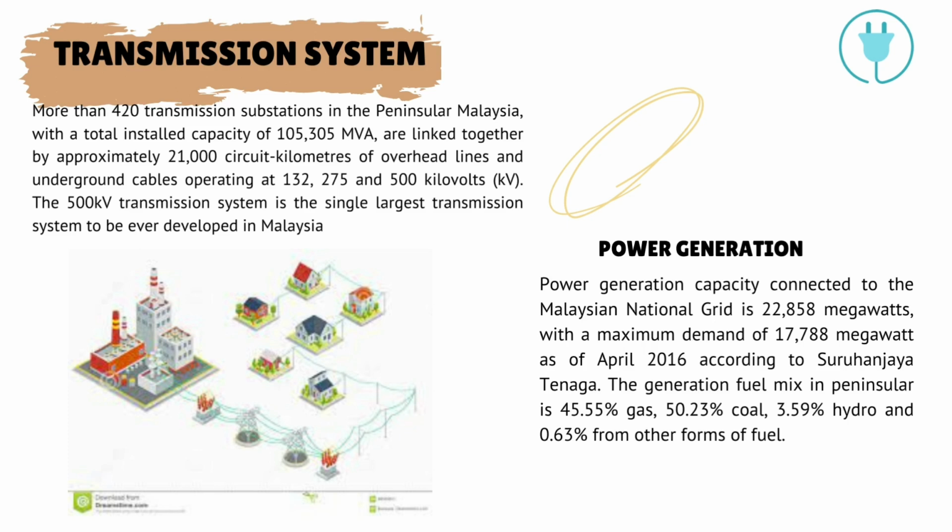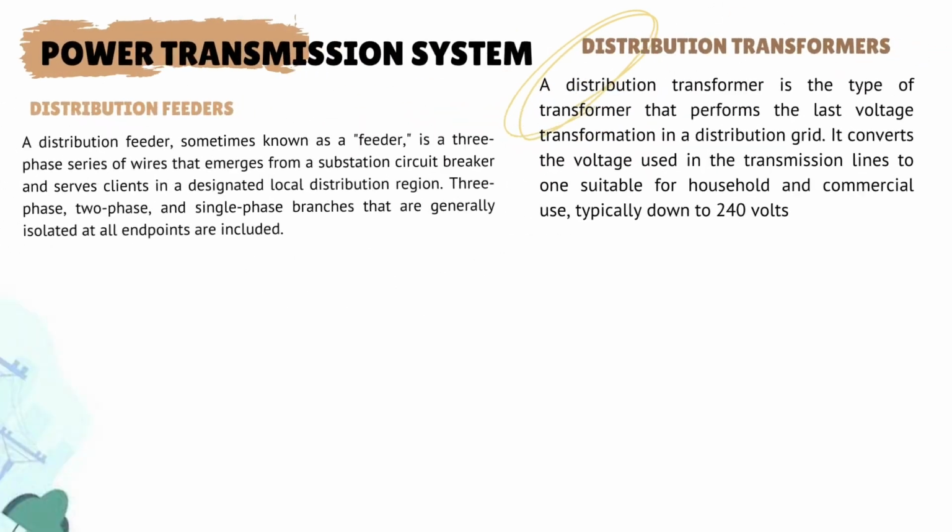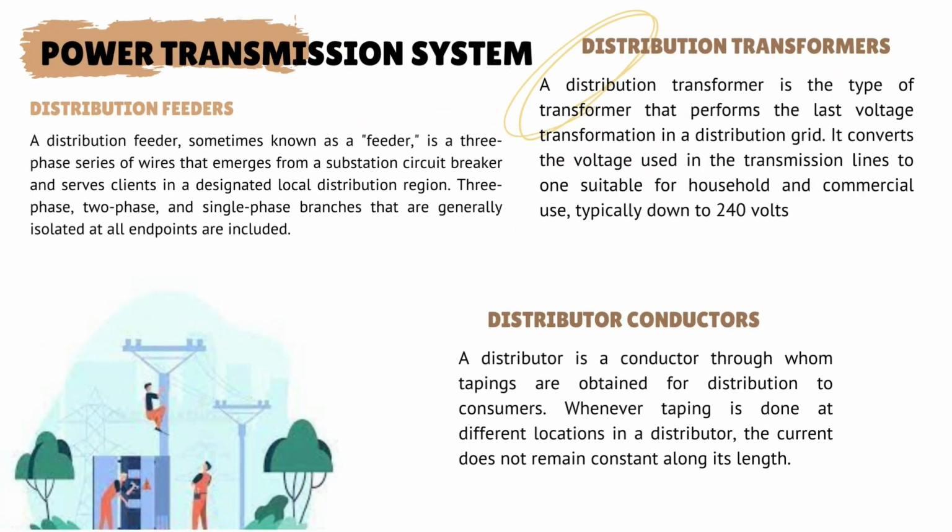As of April 2016, according to Suruhanjaya Tenaga, it is divided into 45% gas, 50% coal, and 0.6% hydro. Furthermore, for the next part, the power transmission system is divided into the distribution feeders. A distribution feeder, sometimes known as a feeder, is a three-phase series of wire that emerges from a substation circuit breaker and supplies a designated local distribution region. Three-phase, two-phase, and single-phase branches are generally included.